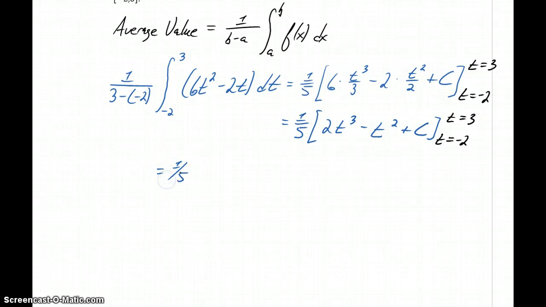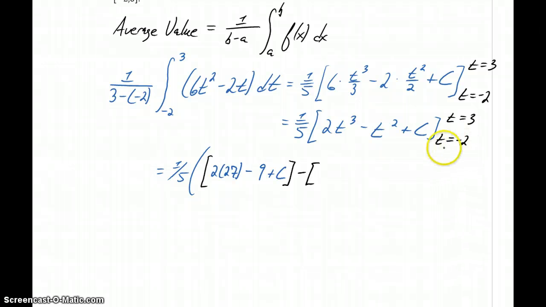So this will be 1/5 times, and we'll evaluate this antiderivative at 3. That'll be 2 times 27. So 2 times 3 cubed minus 3 squared is 9 plus c. And then we'll subtract that same function, this time evaluated at -2. So we'll get 2 times -8 minus -2 squared is going to be +4, so -4 plus c.